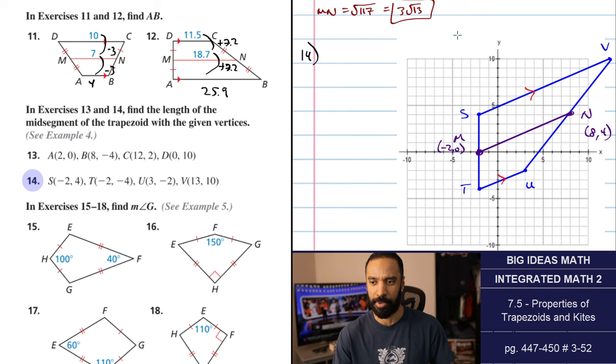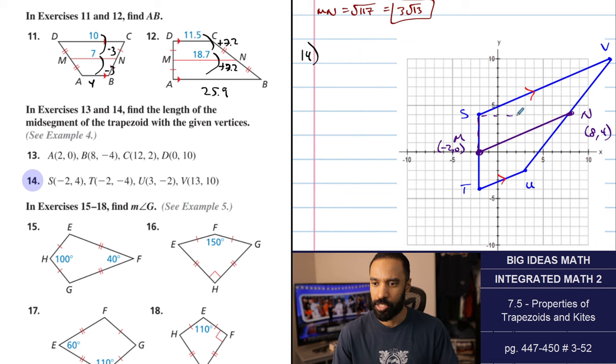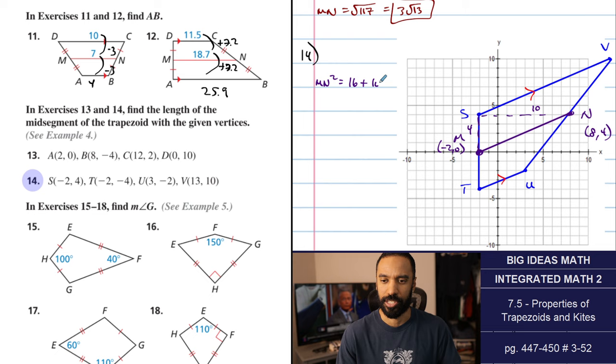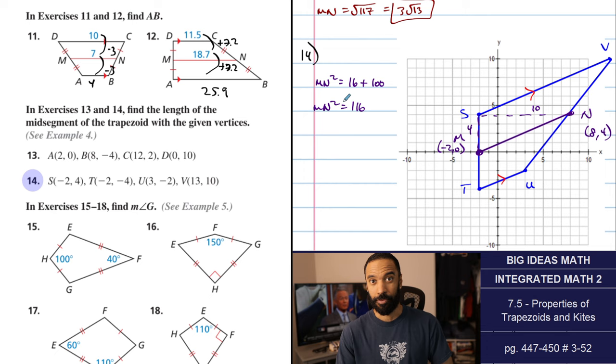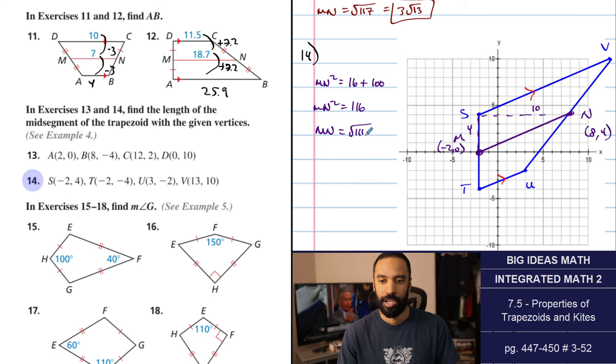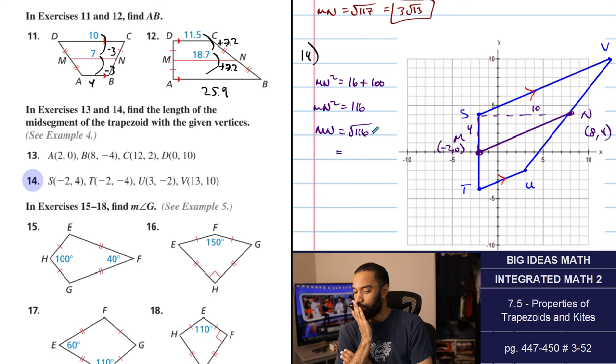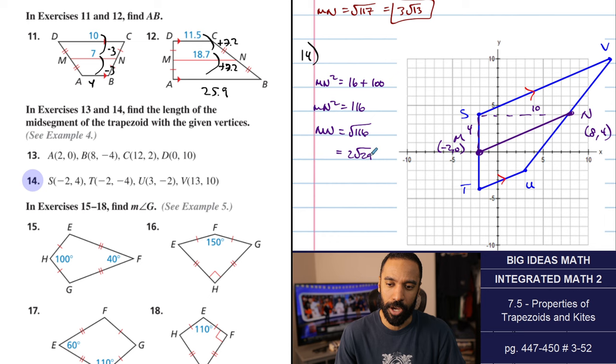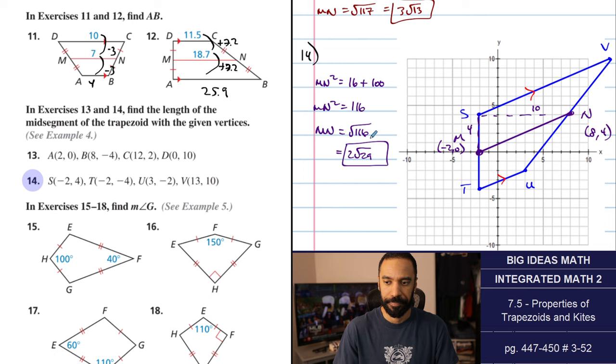So we'll find the length of the mid-segment there, which should be parallel to these. So how much rise and run? Up 4. And from negative 2 to 8 is 10. So MN squared is 4 squared plus 10 squared. That's the square root of 116. 116 is not a multiple of 9, but it is a multiple of 4. So 2 root 29 is what I'm going with there. There's the length.